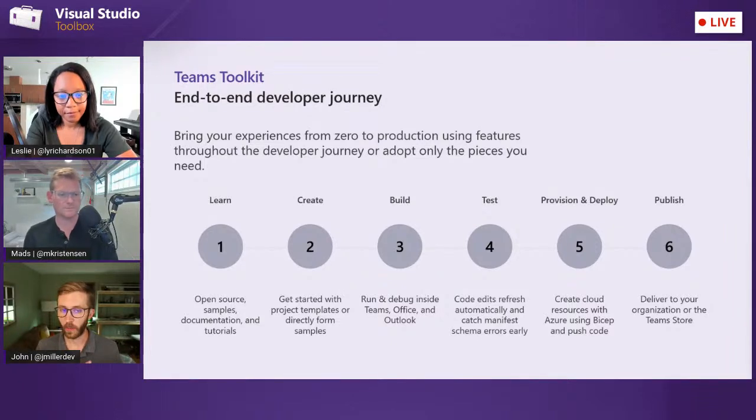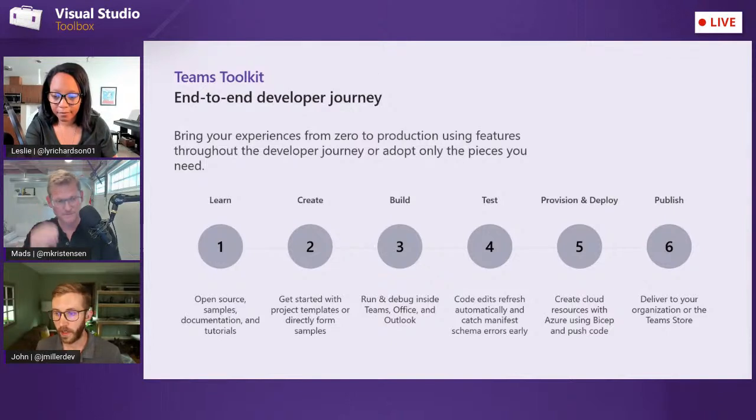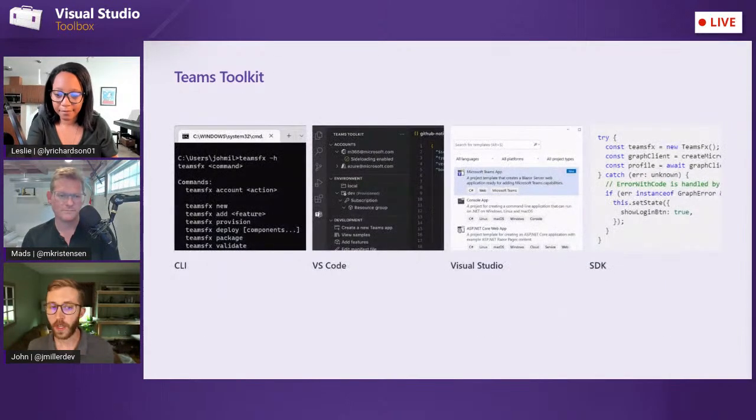So you start with samples and project templates like you're familiar with, and then you can run and debug with F5 just like you're already familiar with, test how you're familiar with, and scale to Azure as you would be familiar with. So the Teams Toolkit really includes these 4 ways to look at it.